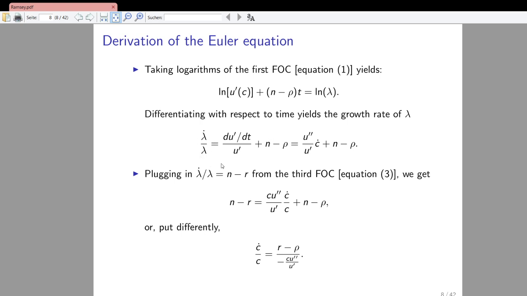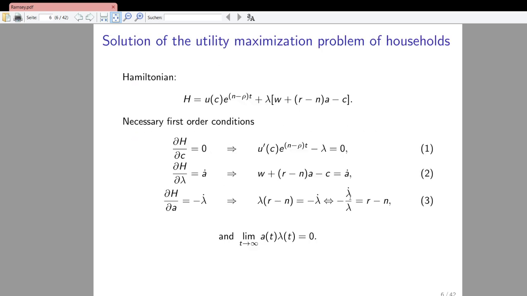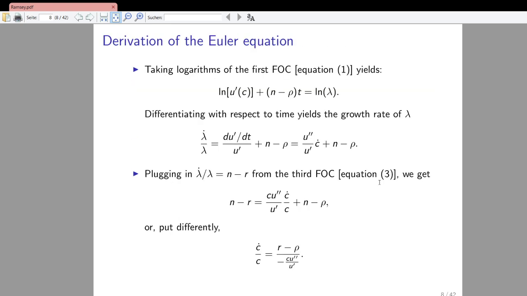In this expression we can plug in the expression that we have from the third first order condition for the growth rate of this co-state variable. So here we've derived the negative of the growth rate of the co-state variable. If we bring the minus sign to the right hand side, we have n minus r, and that's what we plug in on the left hand side.